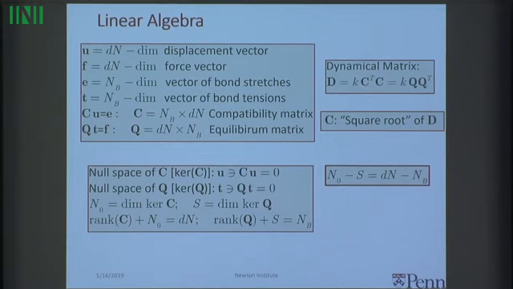And the null space of C is the set of U's that don't stretch the bonds. So that null space defines the set of zero energy states in the system. And the null space of Q is the set of tensions that give you no force, and that's what engineers call a state of self-stress.